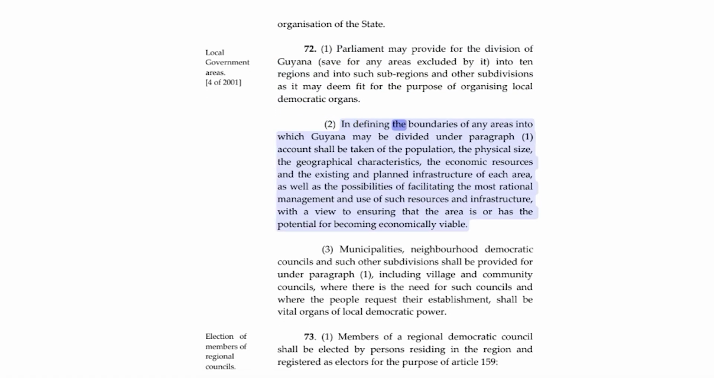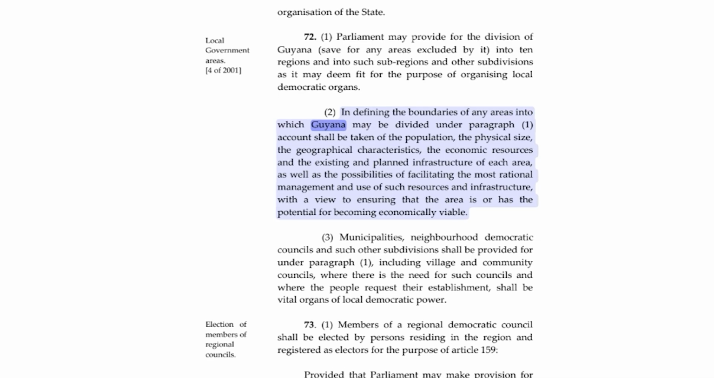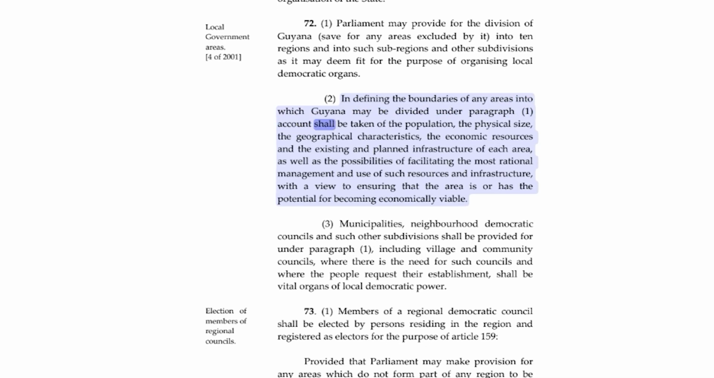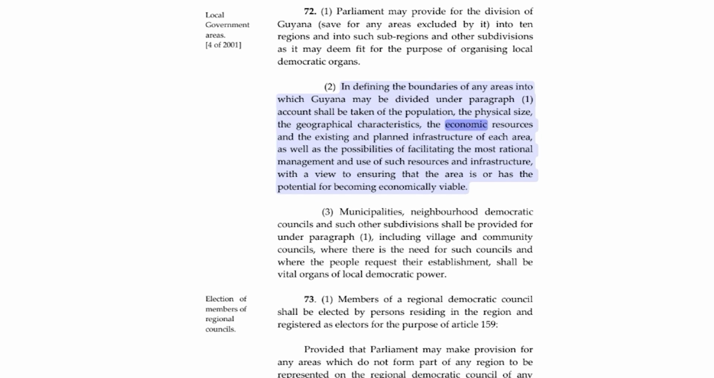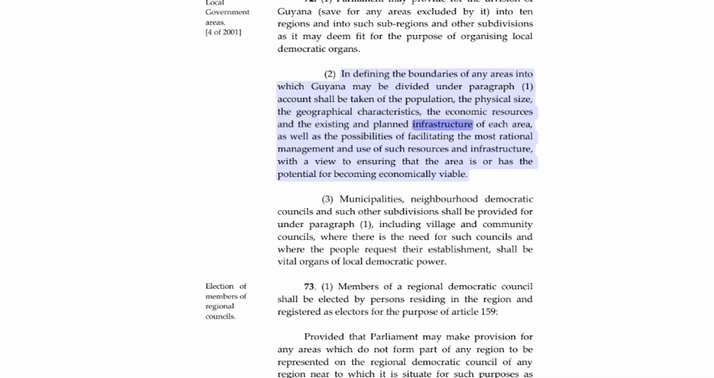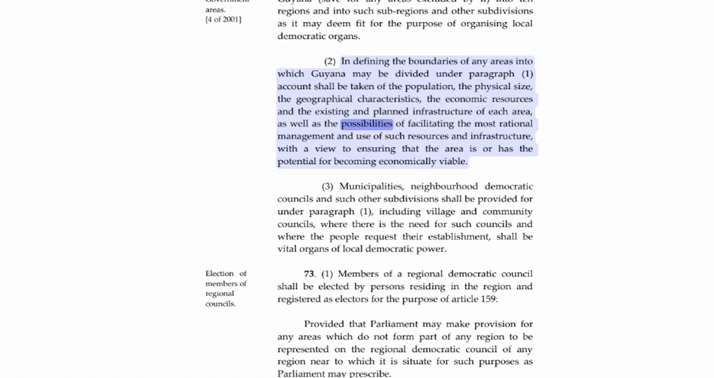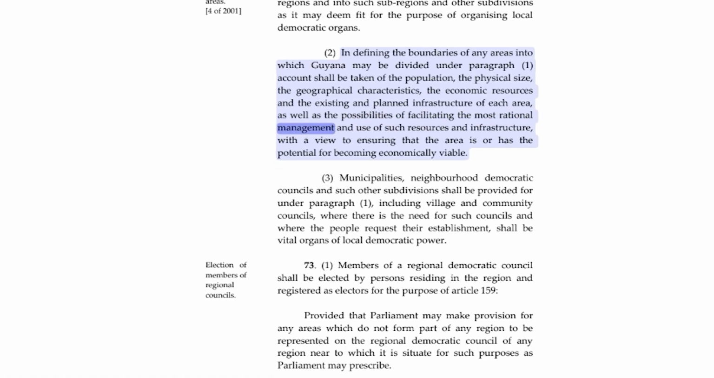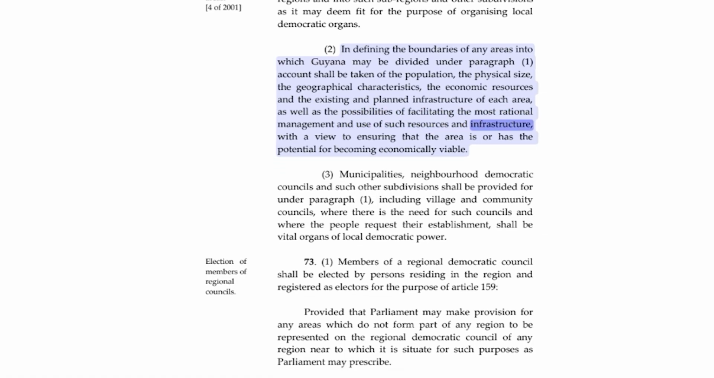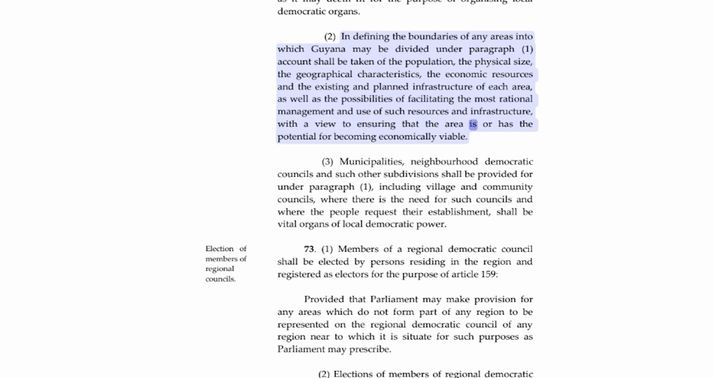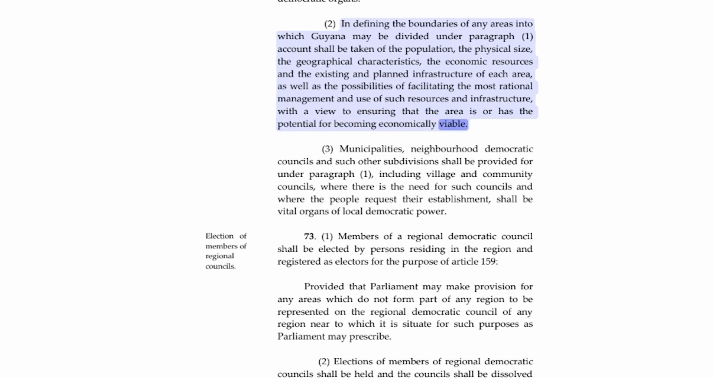2. In defining the boundaries of any areas into which Guyana may be divided under paragraph 1, account shall be taken of the population, the physical size, the geographical characteristics, the economic resources and the existing and planned infrastructure of each area, as well as the possibilities of facilitating the most rational management and use of such resources and infrastructure, with a view to ensuring that the area is or has the potential for becoming economically viable.